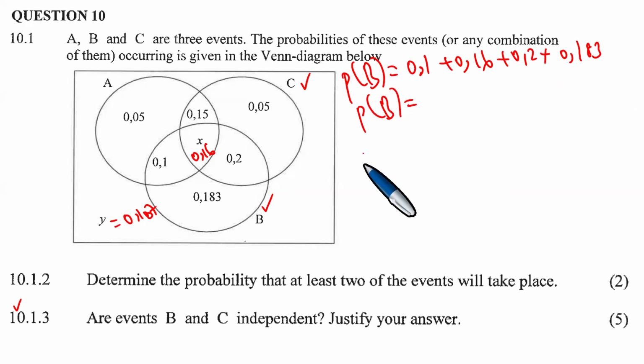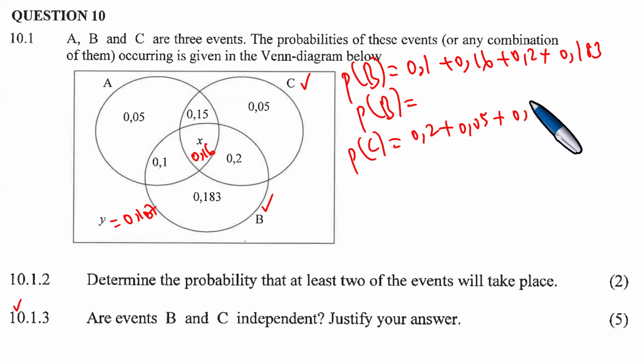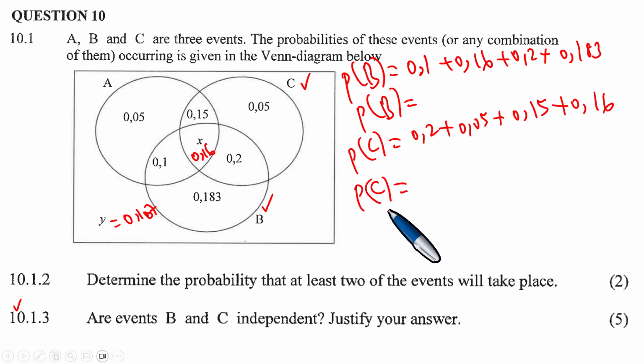We're going to use a calculator to add those up. And then now you are finding the probability of C. What is the probability of C? It is everything in C. It's going to be 0.2, 0.05, then 0.15, and then you have 0.16. So right now you're able to find the probability of C.